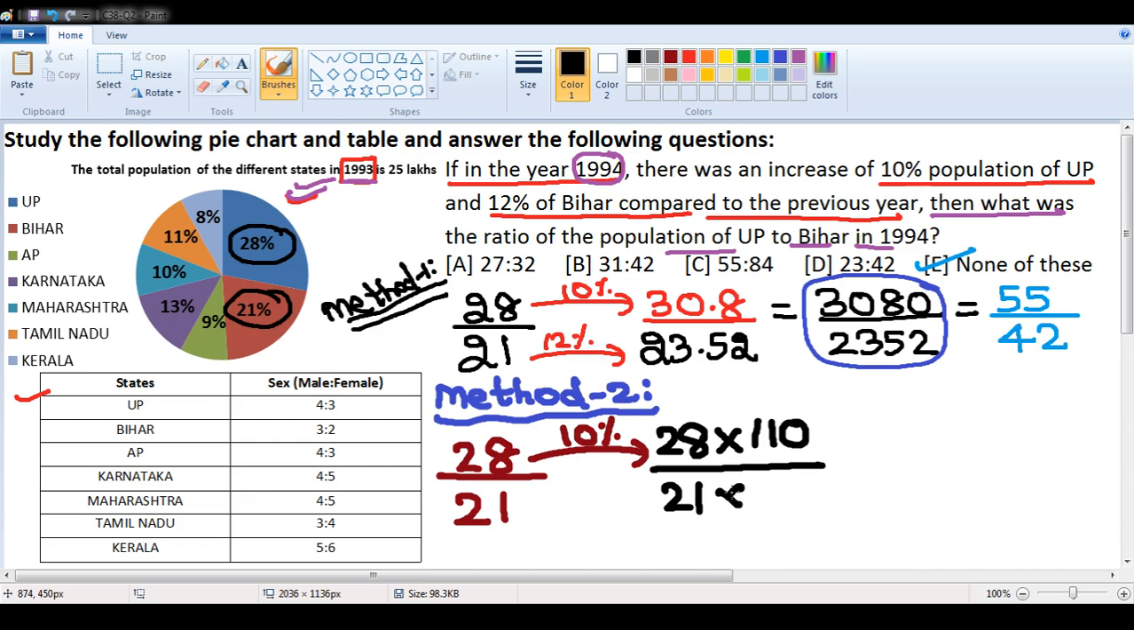Here it is 21 initially. This will increase by 12 percentage. 12 percentage means 112, 112 by 100. That by 100 I am not writing. Numerator divided by 100, denominator divided by 100, both will cancel.